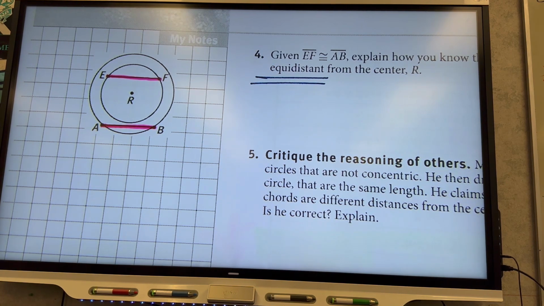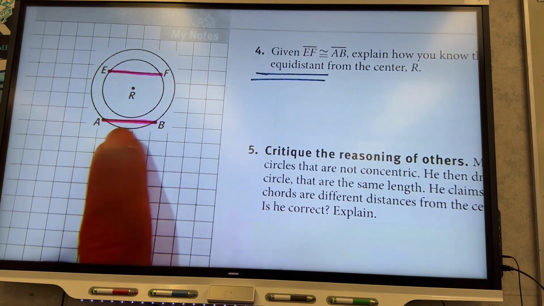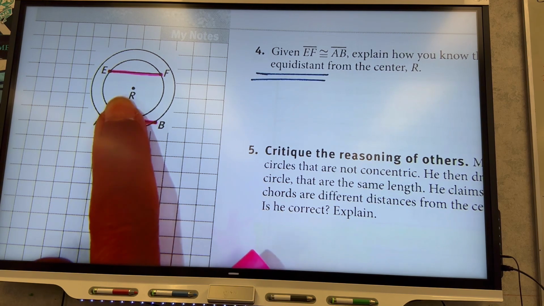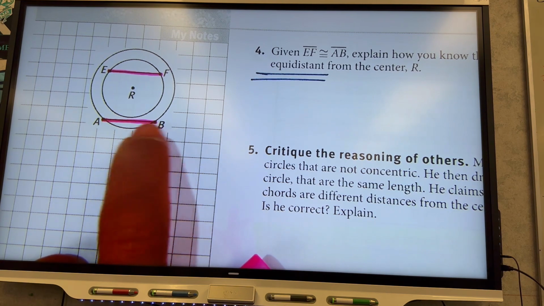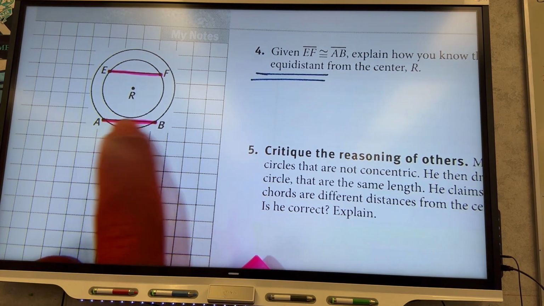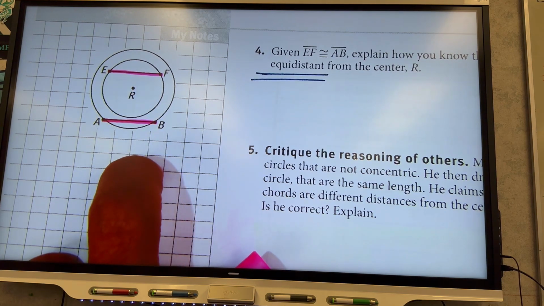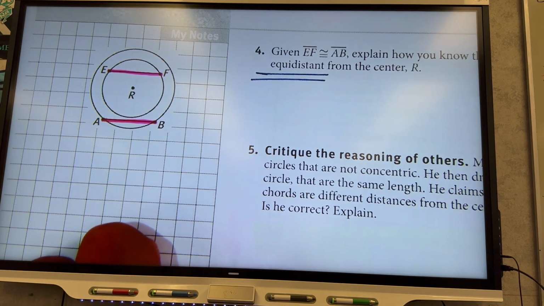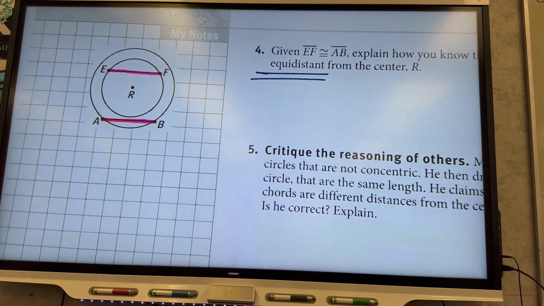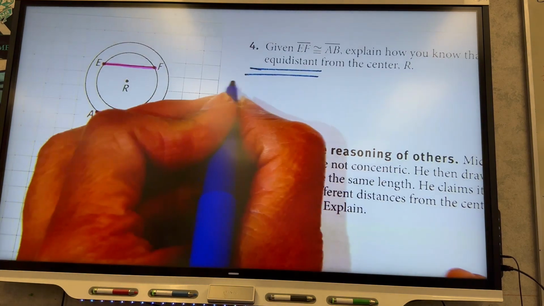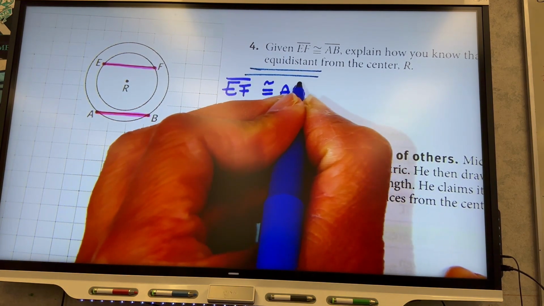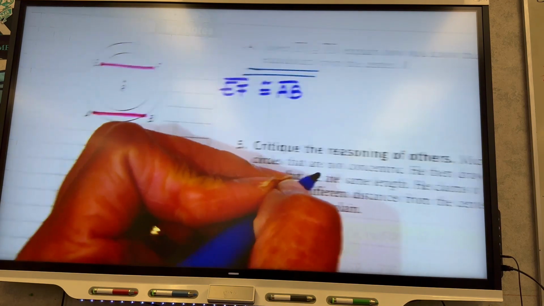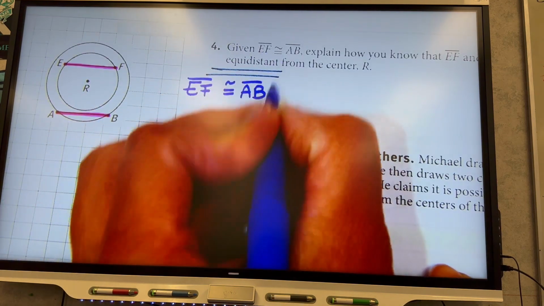I got your point, yes. So what she was saying is that EF is a chord on the smaller circle. AB is a chord on the bigger circle. Yeah, they are sharing center R. They're concentric, but they're not on the same outer ring. They're not on the same ring. So even though they are congruent, that's why they're not equidistant. They're not on the same circle. So we can say EF is congruent to AB. Notice I'm using the congruent symbol, not the word. If you want to write it out, that's up to you.